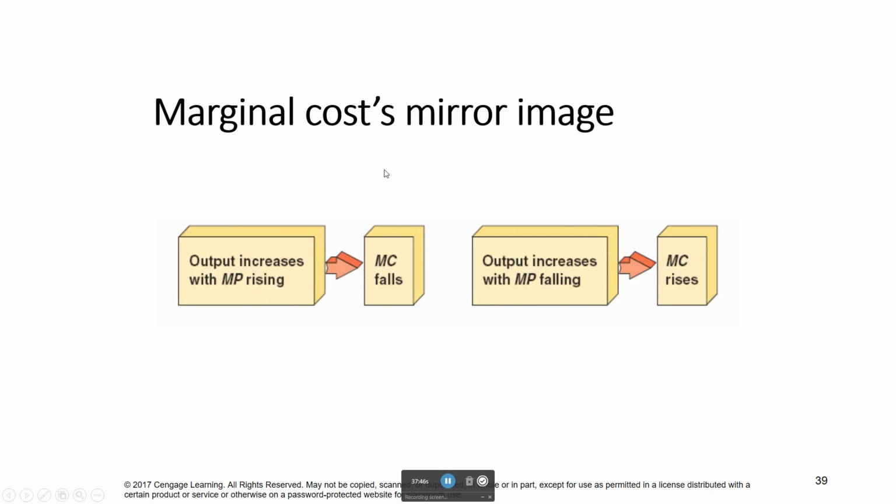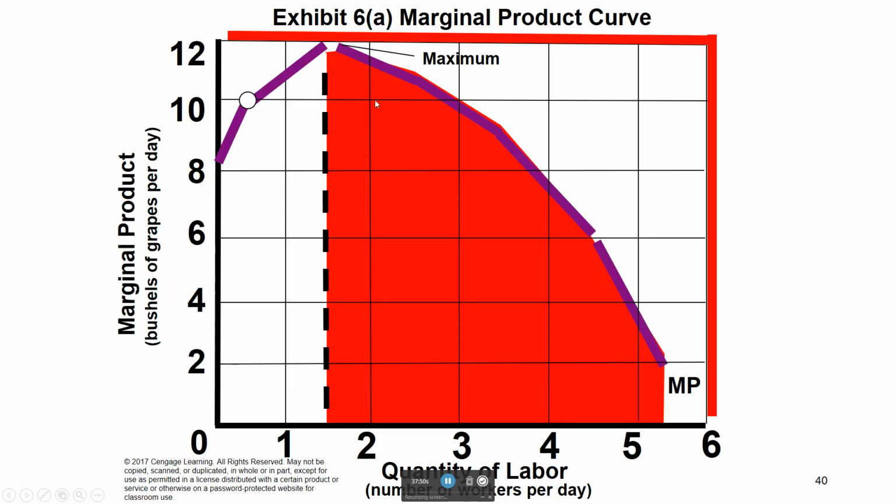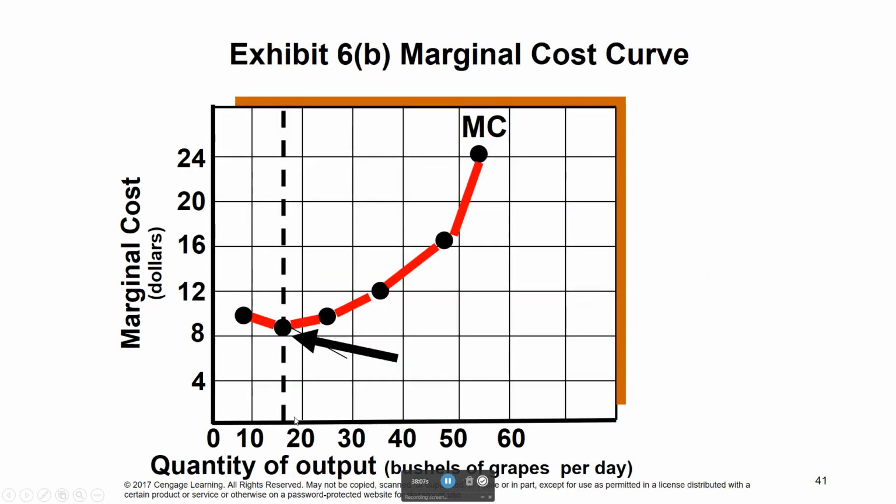Here's what I just said, and I'll give you a picture of it in just a second. Okay, you can see here, that's where my marginal product curve starts to decrease. Marginal product is at its maximum where marginal cost is at its minimum.